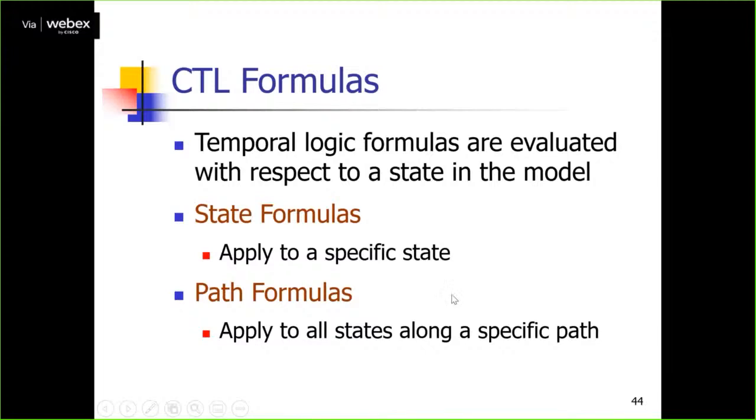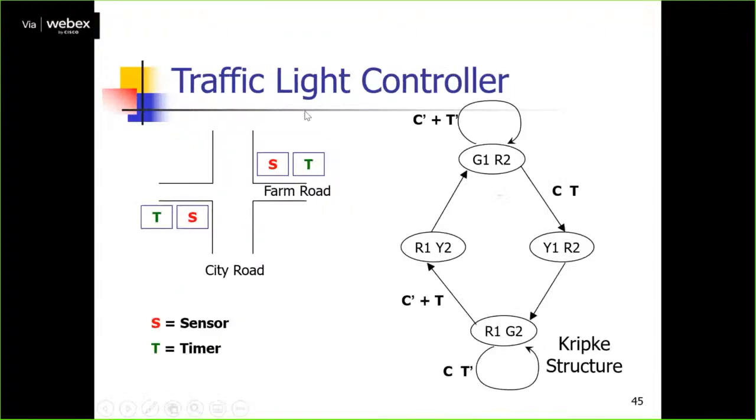There are two kinds of formulas to define temporal logic, which need to be evaluated with respect to a state in the model. State formulas apply to a specific state. Path formulas apply to all states along a specific path. So, one to many or one to one values. This is the traffic light controller, and how it will be designed.